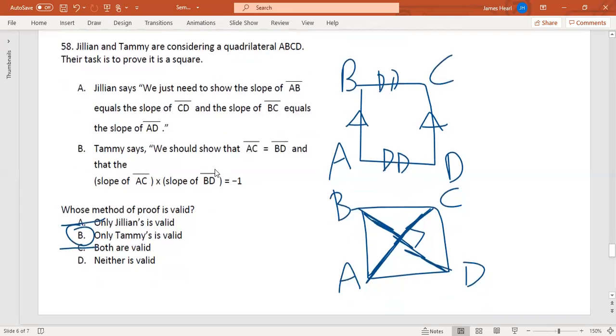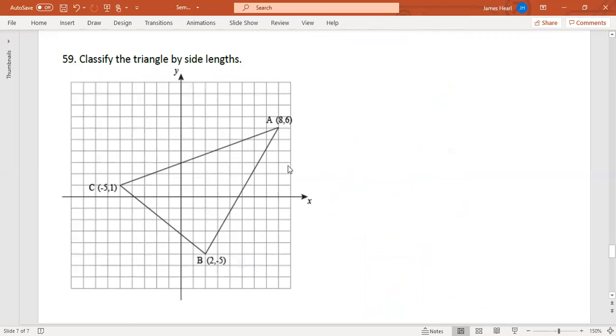For 59, we jump into a little bit of distance calculation. We're asked to classify this triangle based off its lengths. So we just have to find the distances of each one. We'll just do them in order around the picture. From A to B, we'll take the square root of, from 8 to 2 is 6 squared, and from 6 to -5 is 11 squared. That'll be the square root of 36 plus 121, which comes out to be the square root of 157. Remember, for classifying problems, I'm not concerned about the actual value of the square root of 157. I just need the comparison.